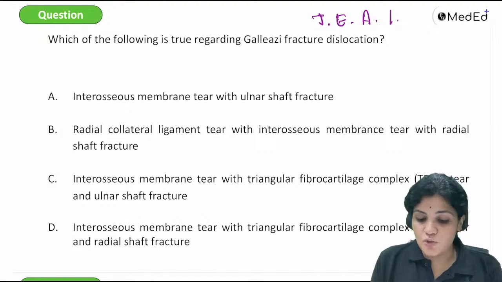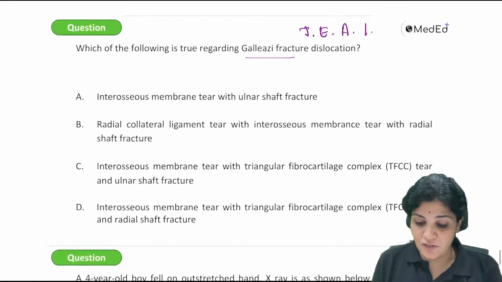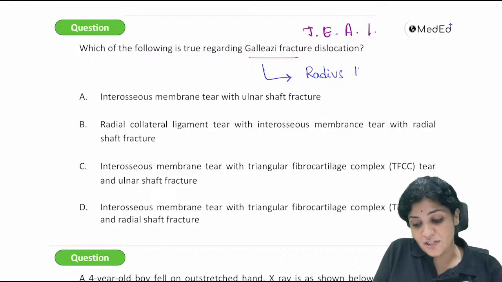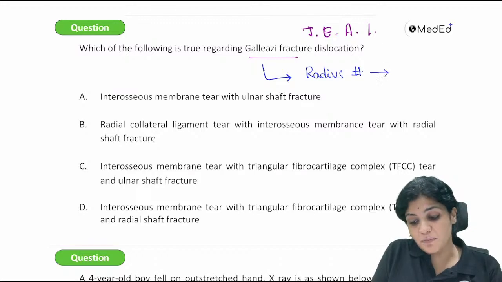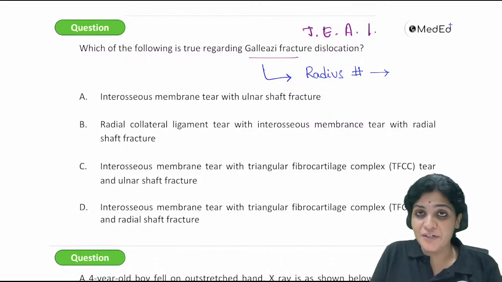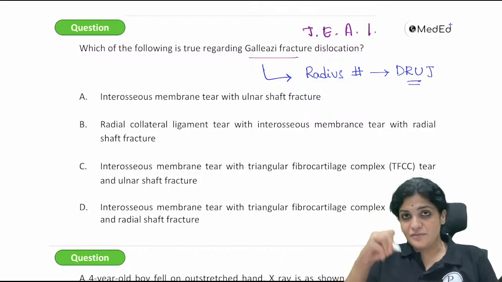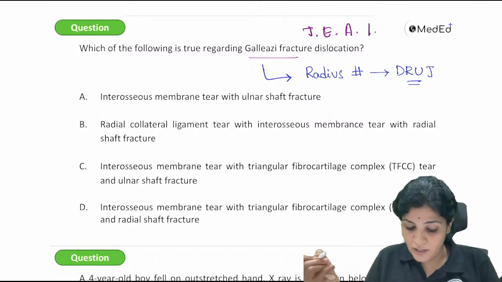Which of the following is true regarding the Galeazzi? Yesterday we discussed intraosseous membrane tear with ulnar. So first, what do you remember by Galeazzi's fracture? This is a radius fracture. So radius fracture means proximal or distal. We already know that Monteggia and Galeazzi are fracture dislocations. So we have to remember that this is a distal radio-ulnar joint dislocation. So radius fracture plus distal radio-ulnar joint dislocation.